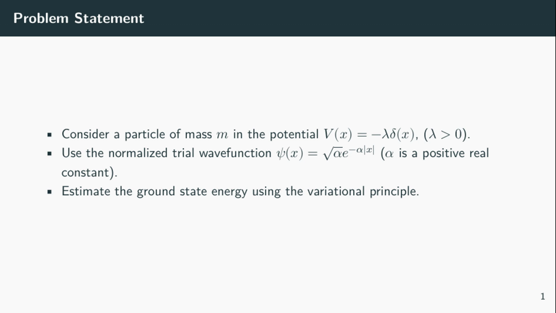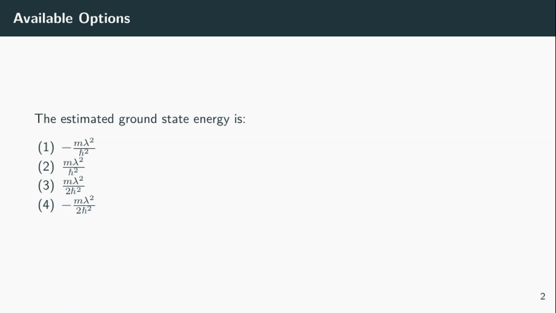We are going to use a specific normalized trial wave function psi of x, which is given by the square root of alpha times e to the power of minus alpha times the absolute value of x. Alpha is a positive real constant. Our goal is to estimate the ground state energy of this system by applying the variational principle. You will see there are a few possible answers for this estimated ground state energy.